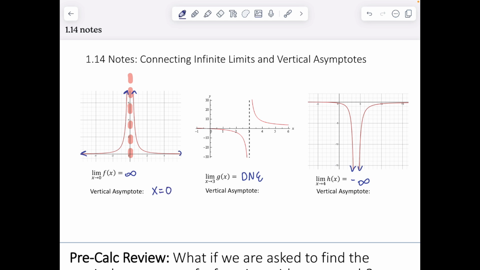In this next one, it is marked. You can tell very clearly that there is an asymptote at x equals 3. And then finally, there's a vertical asymptote on this last one at x equals 4. Even though it's not marked, it does exist there. So there is an asymptote at x equals 4. And so what I want you to notice here is anytime we have an infinite limit, there will be a vertical asymptote that is paired with that.